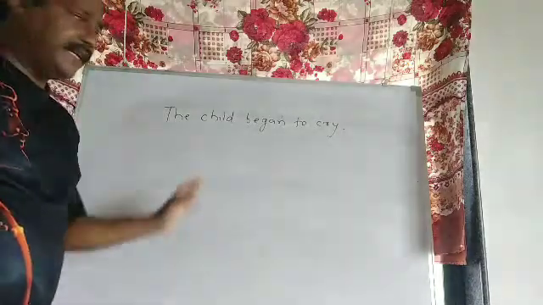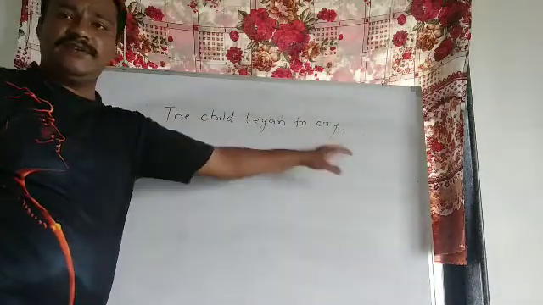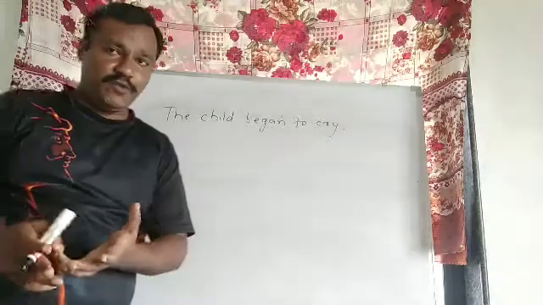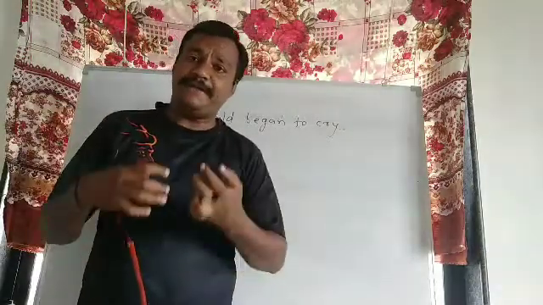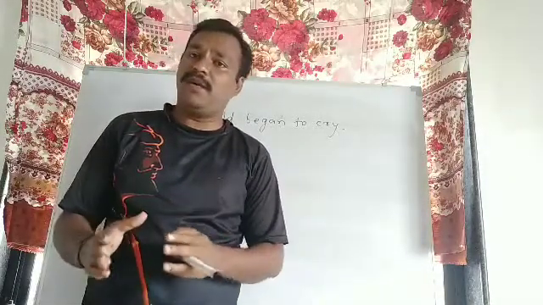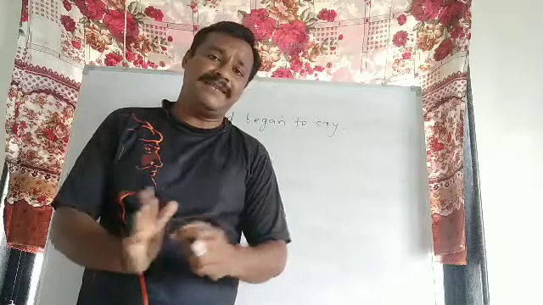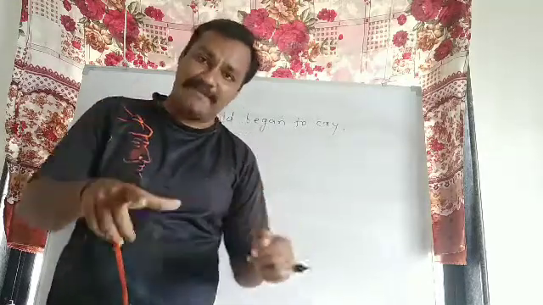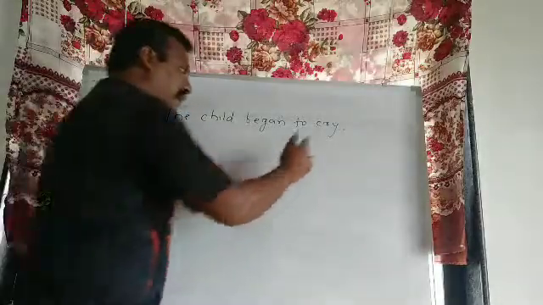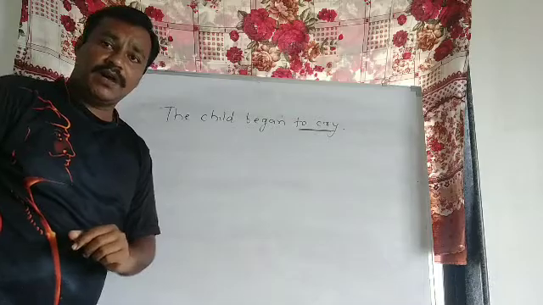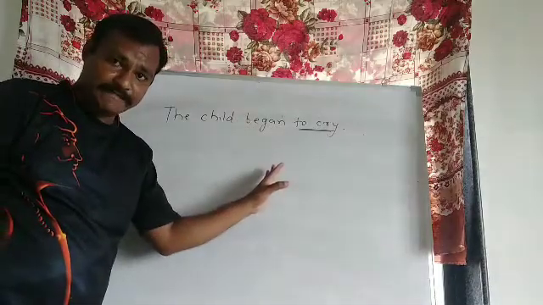First example I have written on the board. The child began to cry. As I told you, non-finite verbs do not change their forms according to the number, according to the person, according to the tense. They don't change. It remains the same. In this sentence, I have used this to cry. This is called the non-finite verb of the sentence.